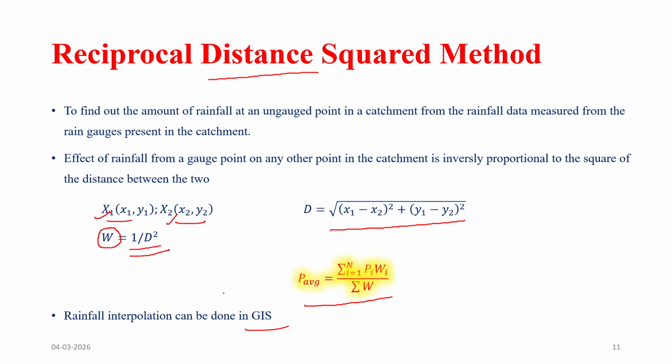So these four methods we have discussed to find the average areal precipitation. Thank you for watching this lecture on average areal rainfall. We covered why we need areal averages, the four main methods: arithmetic, Thiessen polygon, isohyetal, and reciprocal distance squared, along with their formulas, assumptions, and advantages.